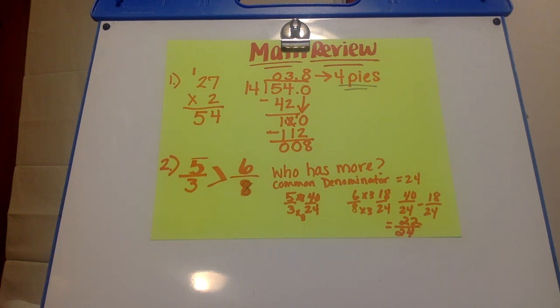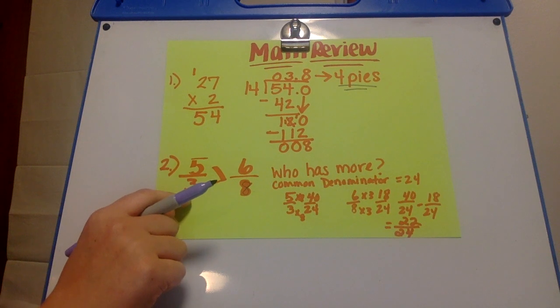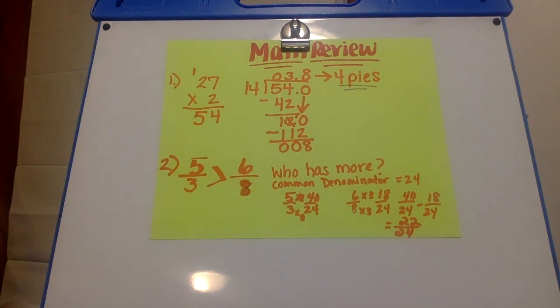Problem number 2, they were asking us to compare 5/3 and 6/8. So when I was thinking about this, I said, which one has more? Well, 5/3 I know is an improper fraction, and I'm already thinking, oh wait a minute, I could even make that a mixed number. Maybe 1 2/3, so I know that's greater than 6/8.